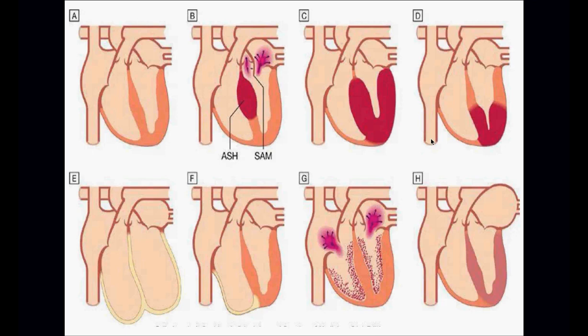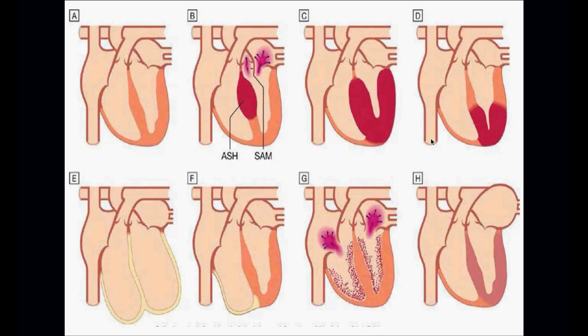In graph A, we see a normal heart. In graph B, we see hypertrophic obstructive cardiomyopathy. We see focal asymmetrical septal hypertrophy. In graph C, we see diffuse, symmetrical hypertrophy of the left ventricle. In graph D, we see apical hypertrophy, in which the hypertrophy affects only the apex of the left ventricle.